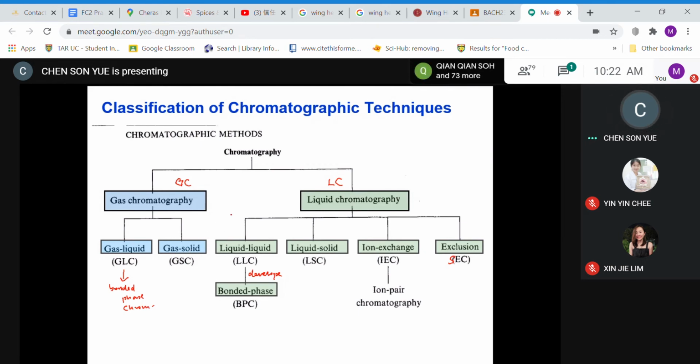In this chapter, in this paper, we focus more on GLC in the GC chapter, and we focus more on LLC in the HPLC chapter. Why do we focus more on these two? Because they are popular, or they are more used. So we focus on the important ones. Now we move on to the next slide.